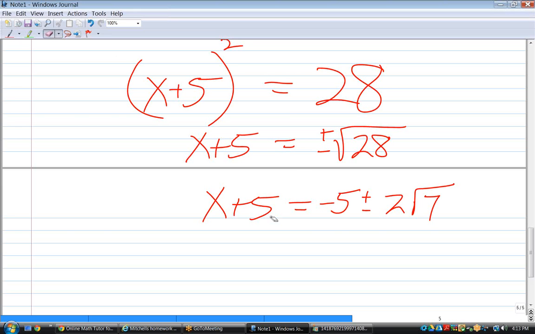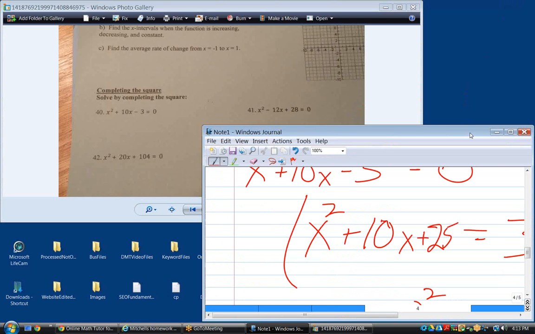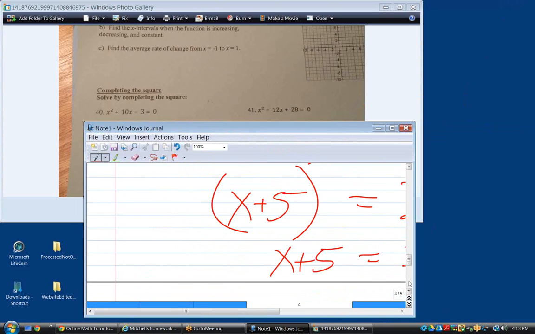There's your answer. Notice how similar that answer looks to what we would get if we'd plugged something into the quadratic formula. Only it was probably easier to do this. Completing the square is not particularly tough. Let's do another one. Let's do 41.